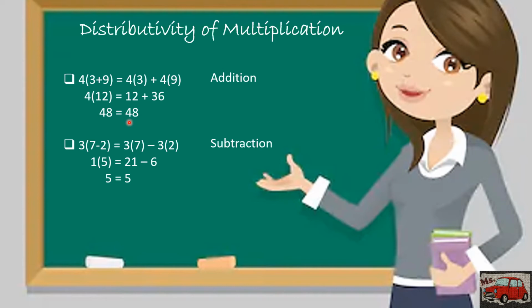Okay? So, same din sa subtraction. So, meron tayong 3 times, open and close parentheses, 7 minus 2. Pag dinistribute mo daw yung 3, for example, 3 times 7, saka mo ima-minus sa 3 times 2, parehas lang yung magiging sagot na 5. Okay? So, distributivity of multiplication is just applicable sa addition saka sa subtraction ng rational numbers. Okay?